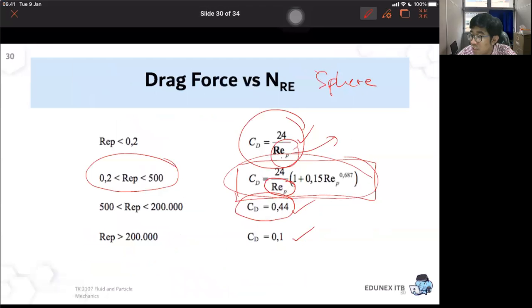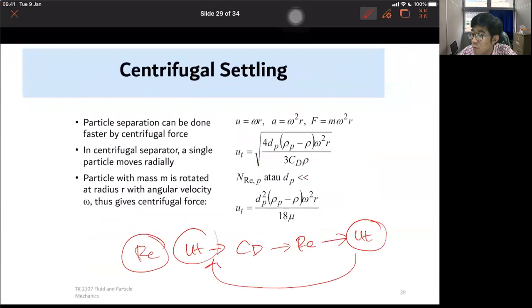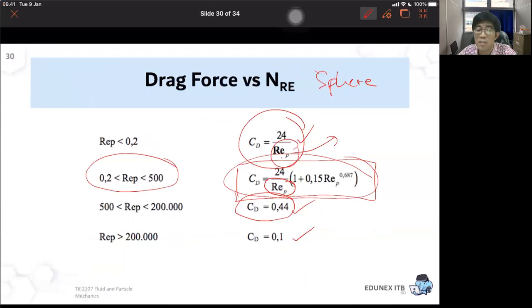But to solve this exercise, you can start by guessing whether the CD is in the constant range of Reynolds number. It means first guess the CD is 0.44, calculate the UT, and then calculate the Reynolds number. If above 500 and below 200,000, then the problem is solved. But if not, then you need to do the iteration to recalculate the value of the terminal velocity.